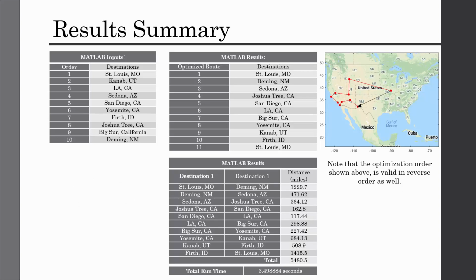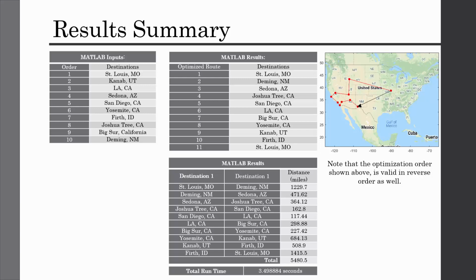The model results are summarized on this page. The farthest left table is the MATLAB entries with all the destinations. The top middle table is the optimized route generated using the brute force algorithm. The bottom middle table shows the distance between each destination in the optimized route with a total distance of 5,480.5 miles.